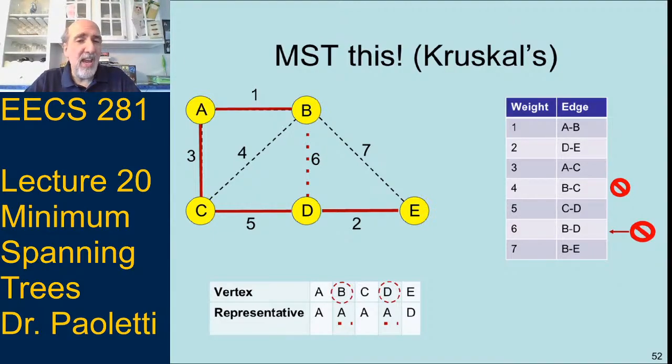Now you might say, hey, Dr. P, haven't you already picked 4 edges? Couldn't we stop? Yes, but it wouldn't make as good an example, because we want to go through what happens with the union find data structure.